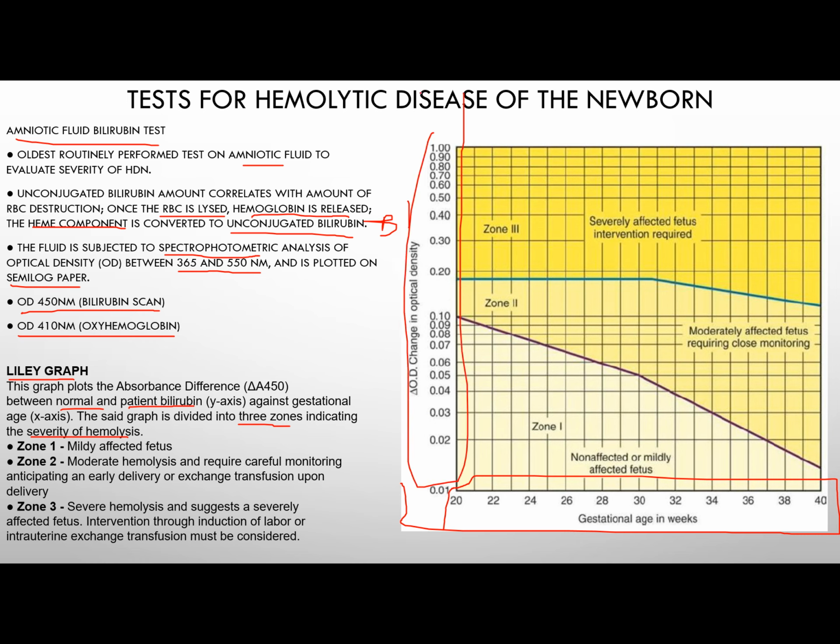So, here it is. Now, zone 1, if the value is within this zone 1, it would be a mildly affected fetus. If the value reaches zone 2, this is a moderately affected fetus. But zone 3 is severe hemolysis and suggests a severely affected fetus. So the doctor would need to perform induction of labor or intrauterine exchange transfusion must be considered.